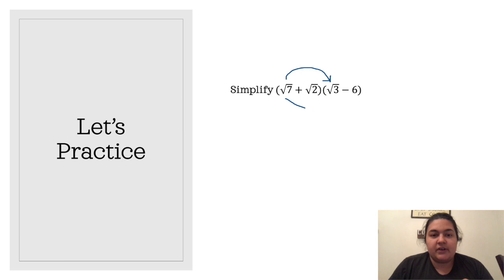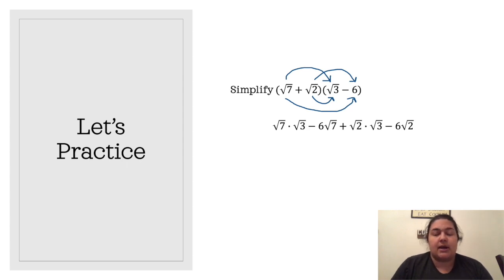So we have first, outside, inside, and last. Okay, and I went ahead and wrote it out here so that way you can see where we can use the product property of radicals to simplify the expression. So I'm going to start with that first term. We can put them under the same radical. So 7 times 3 is 21. That will turn to the square root of 21.